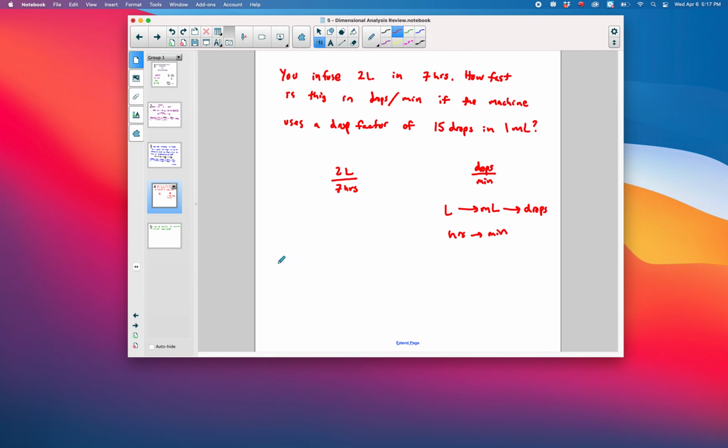So we're starting with 2 liters in 7 hours, and I need that to end up in drops per minute. The first thing I'm going to do is convert liters to drops. It does not matter which one you do first. I know that in 1 liter there are 1,000 milliliters, so we just canceled liters. They're out of here.